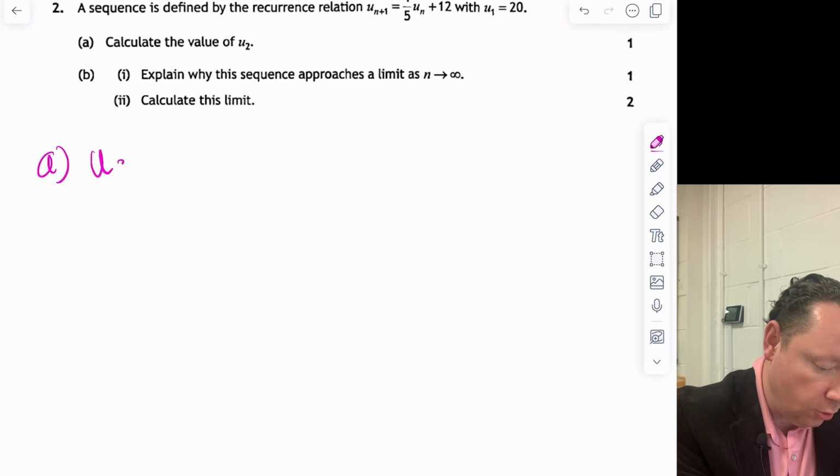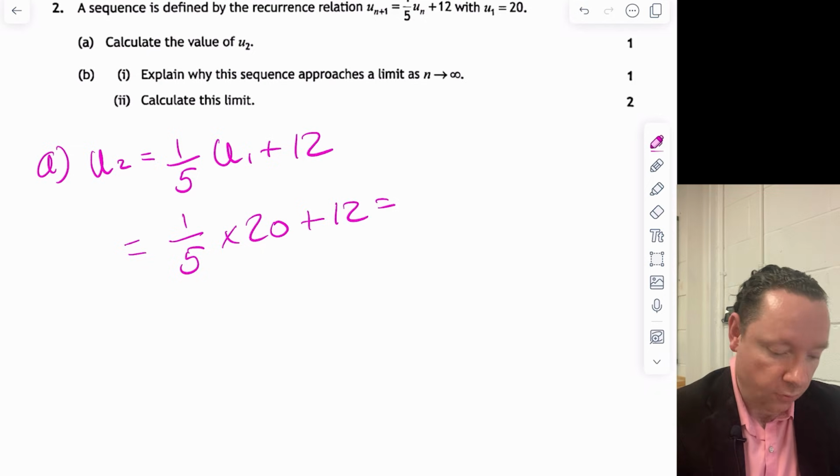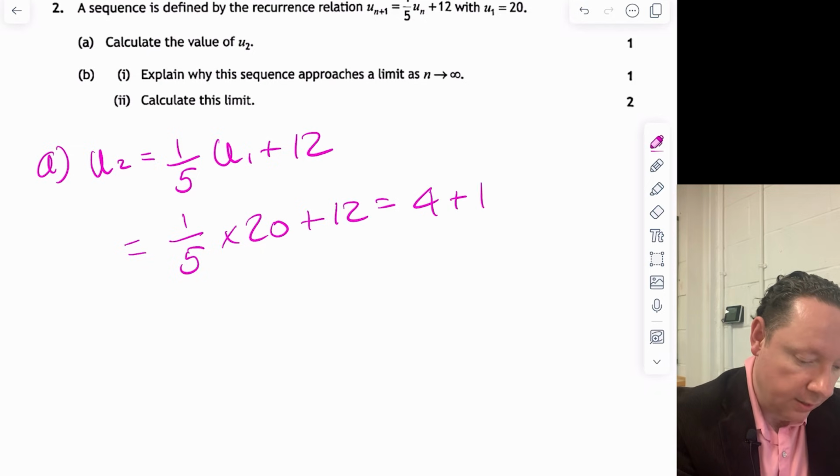Okay, so u2 is a fifth u1 plus 12, but u1 is 20. So that's a fifth times 20 plus 12. A fifth of 20 is 4. 4 plus 12 then is 16. And we're done there.